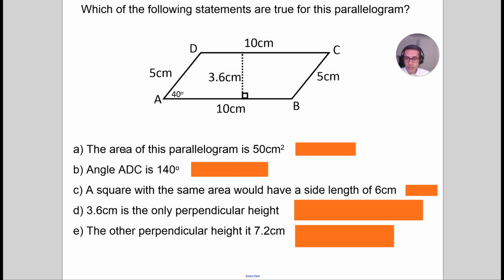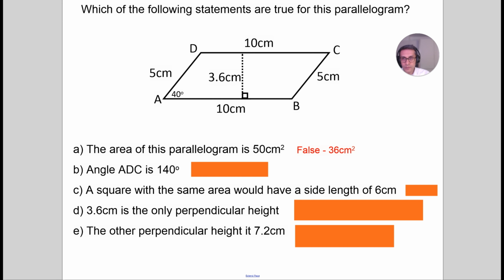Okay, so the area of the parallelogram is 50. Well, we're going to do base, which is 10, times height, which is 3.6. 3.6 times 10 is not 50, so this is false. It should be 36.